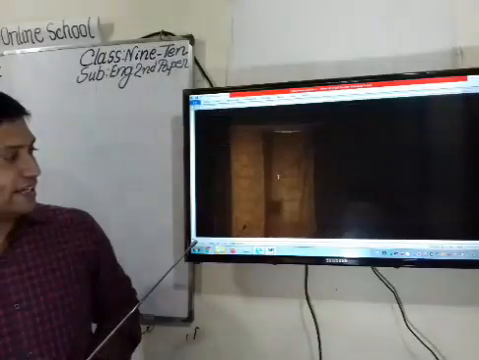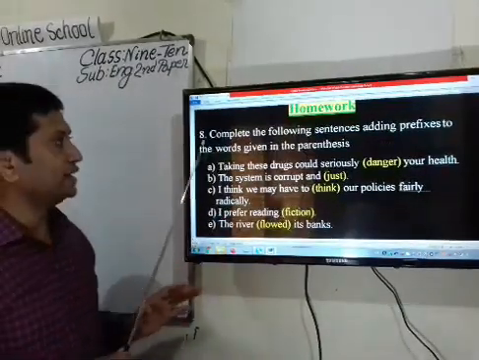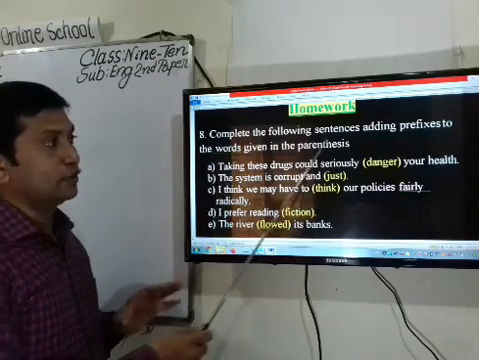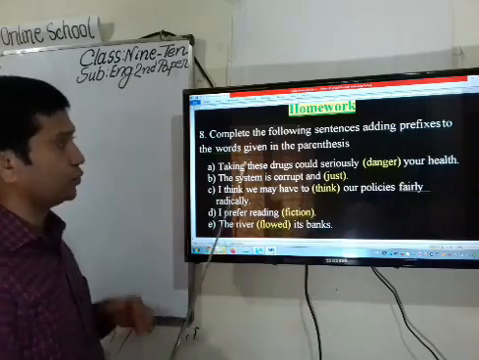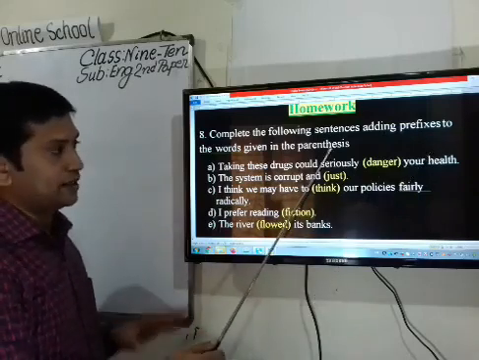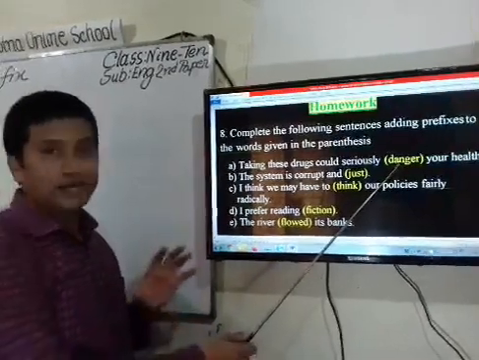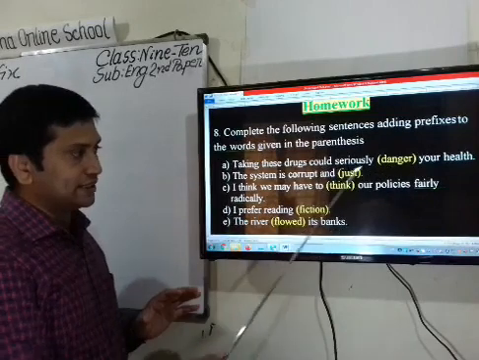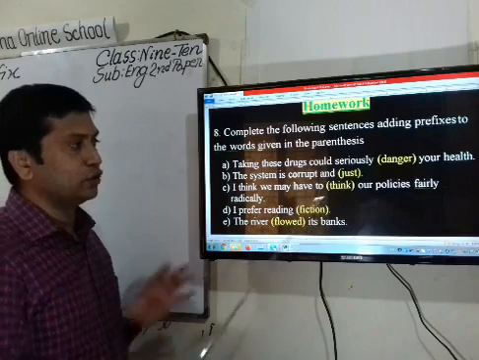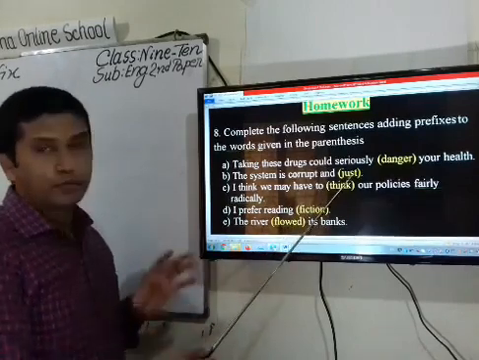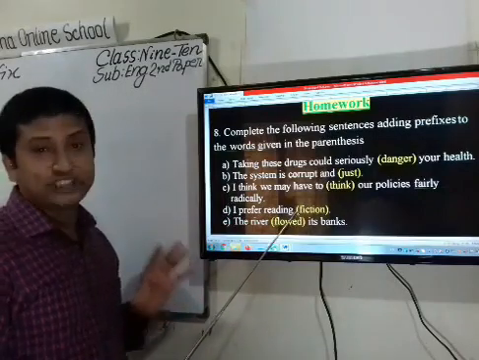So finally, at last, I have homework for you. Look at the screen again. Complete the following sentences by adding prefixes to the words given in the parentheses here. Only 5 sentences and 5 words, highlighted in yellow: danger, just, think, fiction, and float. You will solve this problem. You will add the prefix and write it in the comments. Okay, and then I can check your homework.